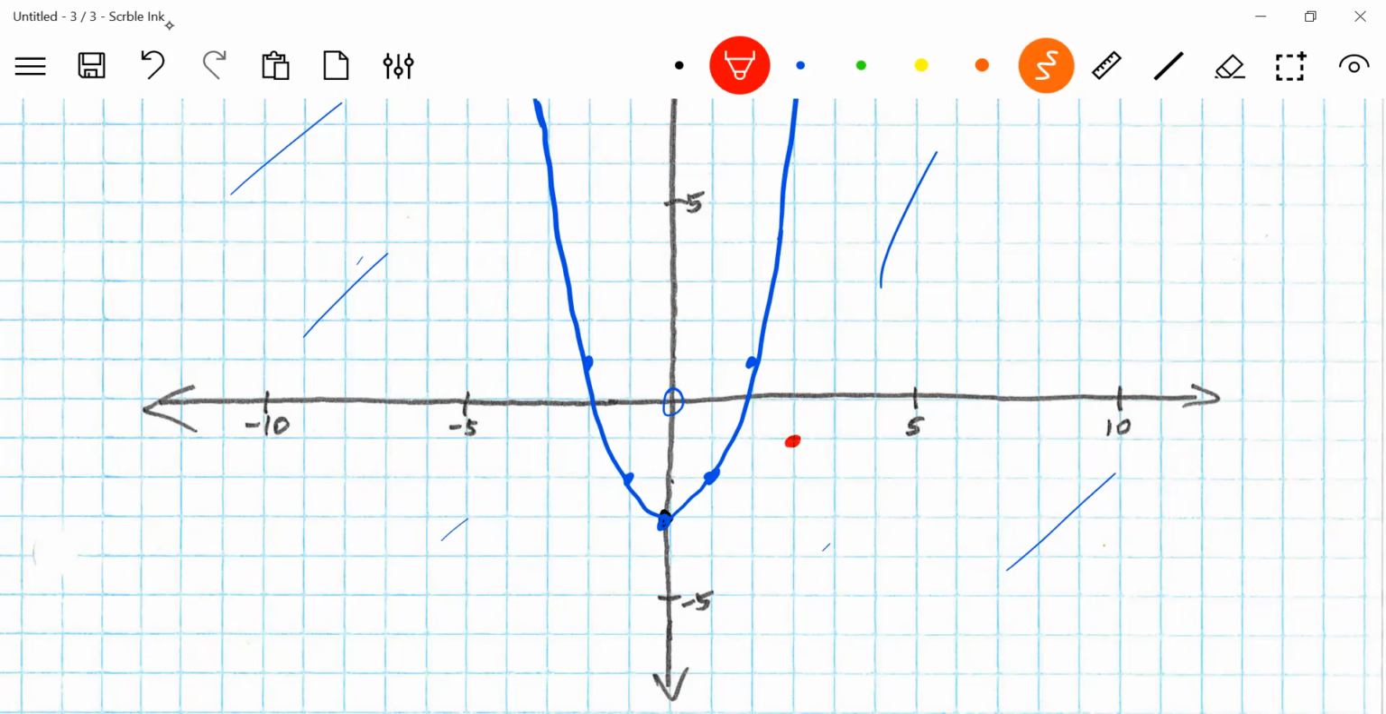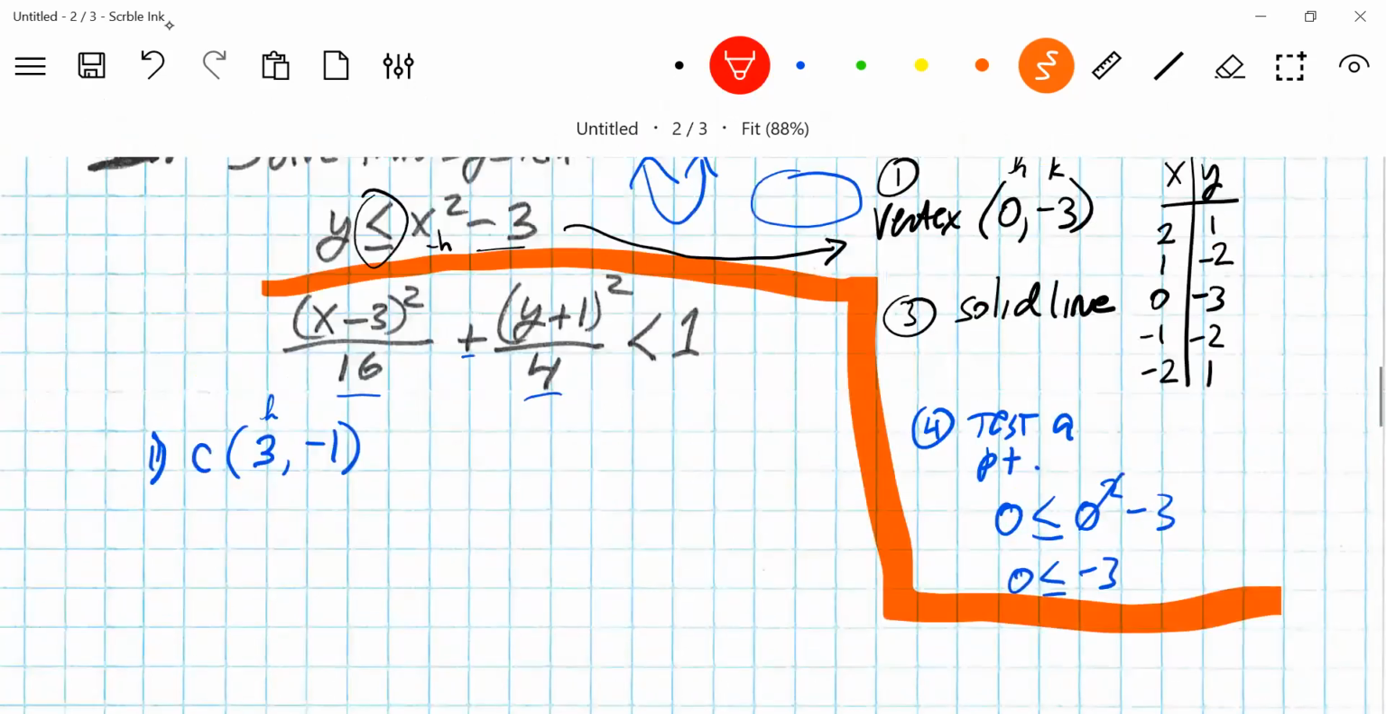Now I need to go which way? I need to go right and left and up and down. Because the larger number is under the X, that means we're parallel to the X-axis. So the second thing, A is equal to the square root of 16, which is equal to 4.